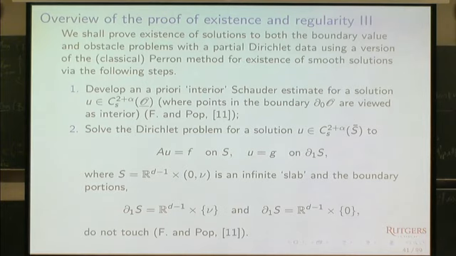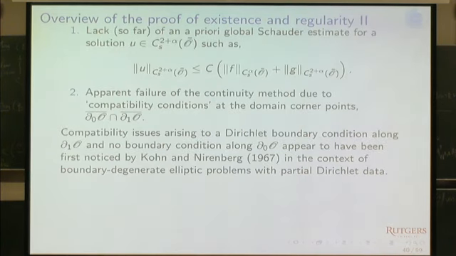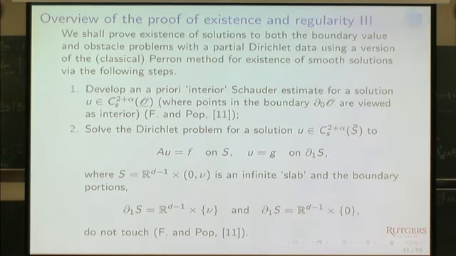So the scheme I'm going to describe uses a version of the Perron method for which essentially interior estimates are going to be good enough. So the first thing is, if we can't get a global estimate of this kind, we at least do have an interior estimate. And this was developed with my former PhD student, now a postdoc at UPenn.